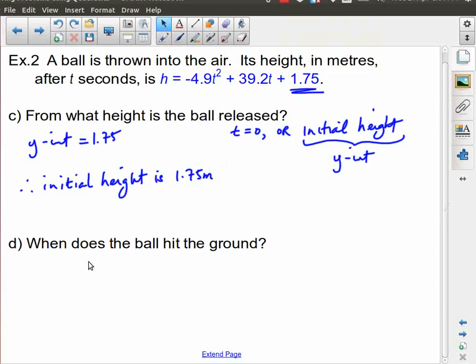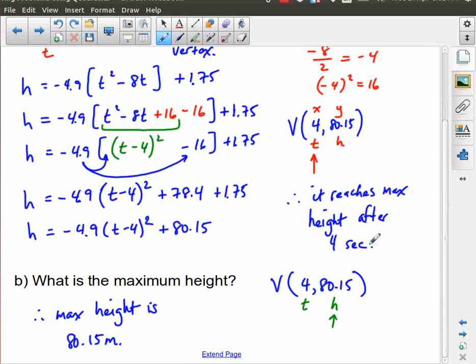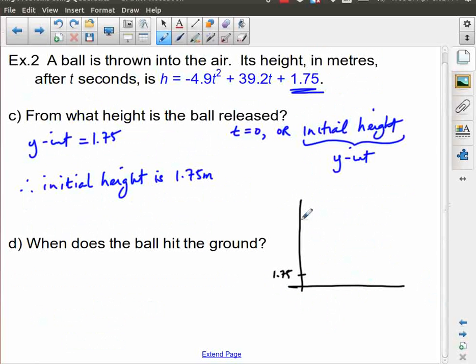And then finally, when does the ball hit the ground? So what does it mean for the ball to actually hit the ground? I didn't do a drawing for this one, but if I were to, we have the ball released from 1.75. We found that it reached a maximum height of 80 meters after 4 seconds. So way up here at 80. My scale, obviously, doesn't have much value, but it gives us a sense of things. This is time, so it's released from here, and then it's going to travel in that arc. So we are interested in this time.